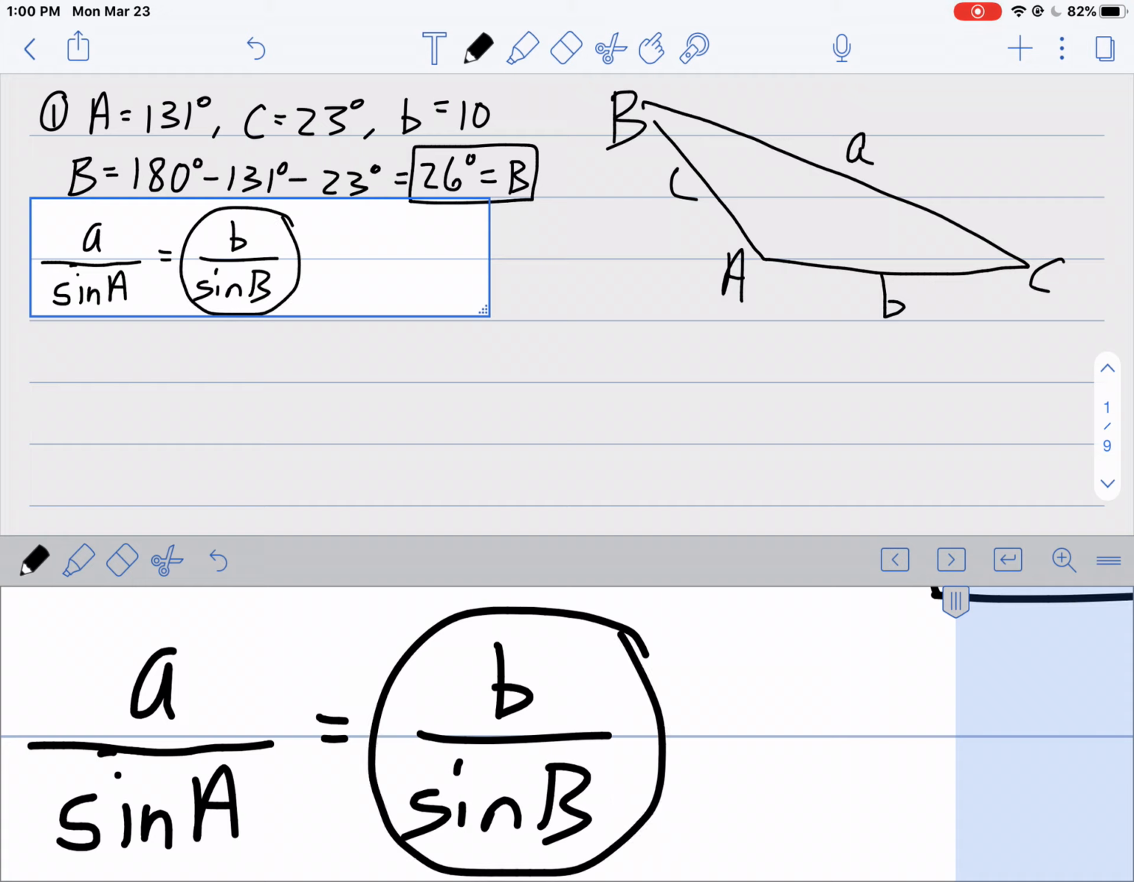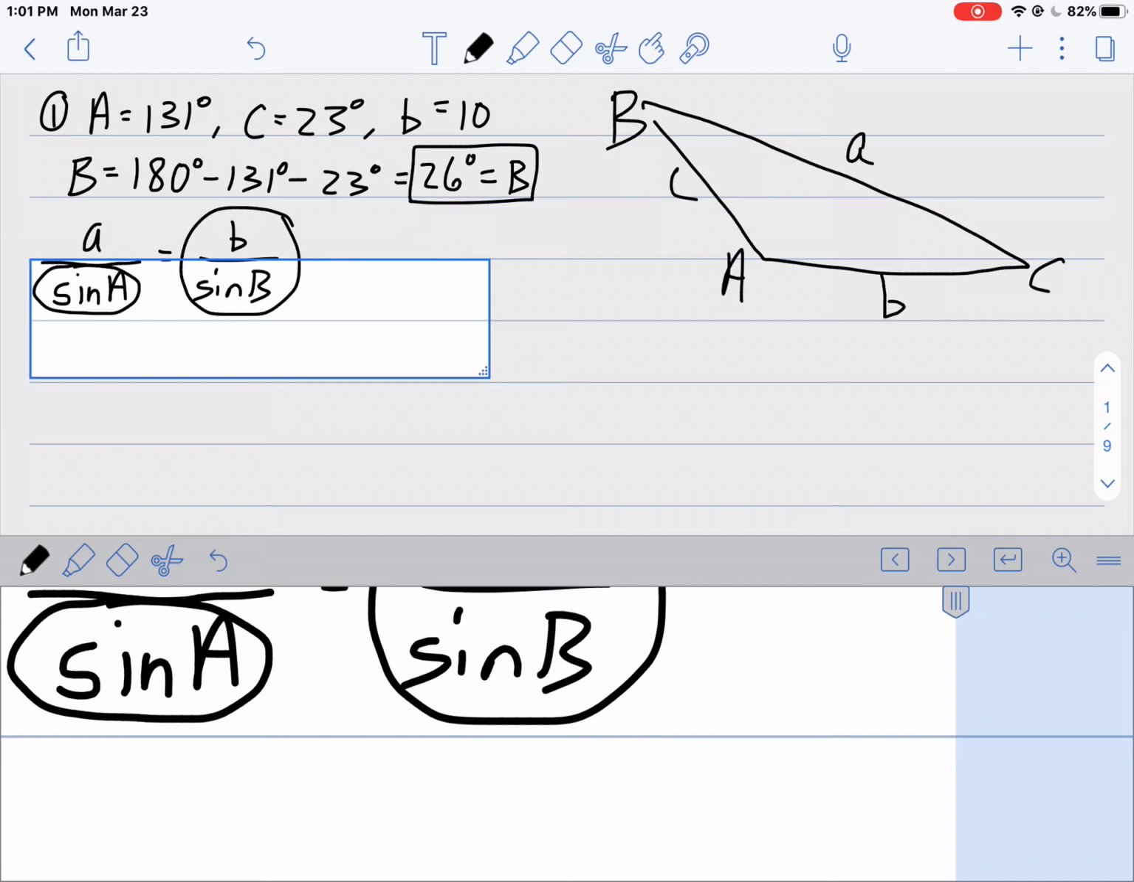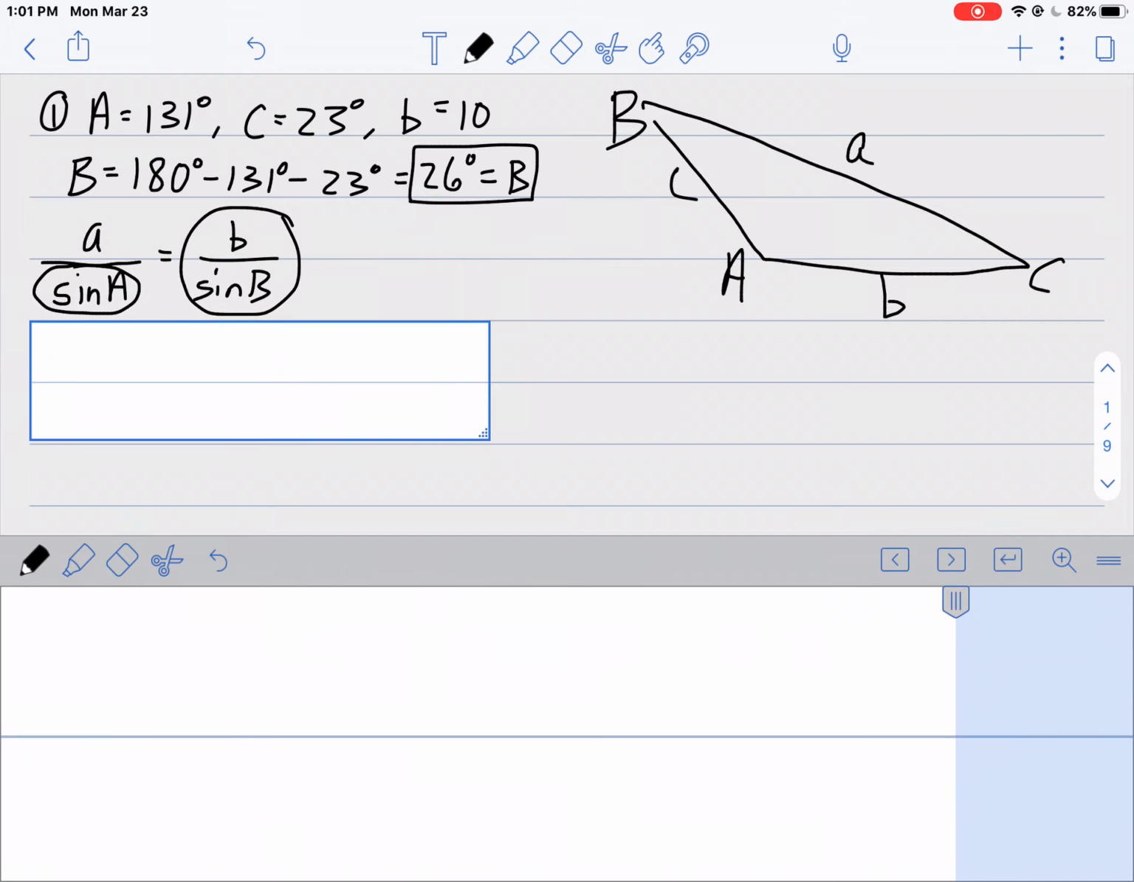And I know this, or at least I know angle A. So there's only one unknown in that proportion. And so that's how you make that determination as far as which way to set this up. So I'm going to plug in what I know. I'm looking for side A.